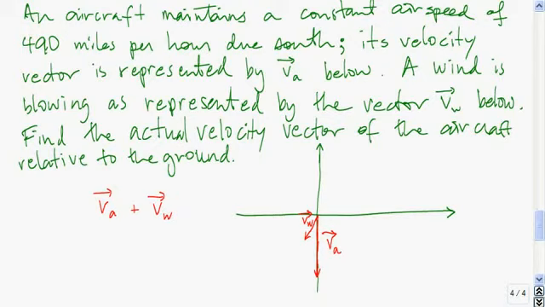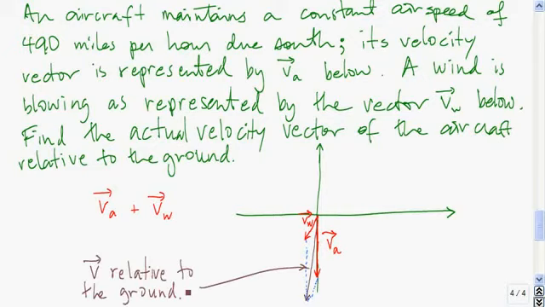In this case, it's easiest to get that resultant vector by using the parallelogram law. So let's draw the parallelogram formed by these two vectors. Then the actual velocity vector of the aircraft relative to the ground is simply the diagonal of this parallelogram. Here's that velocity vector. I think this gives us a neat way to visualize one of the things that happens when wind acts on an airplane.